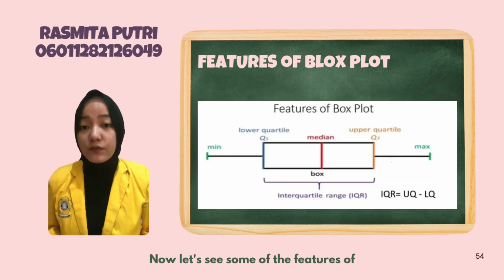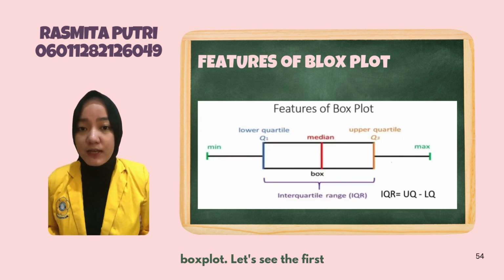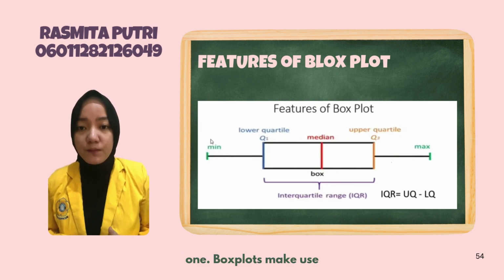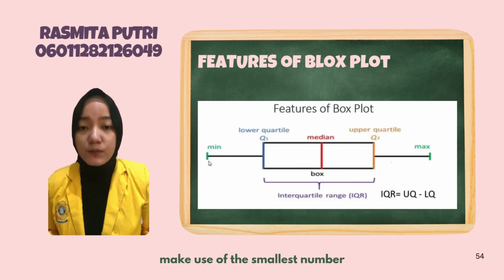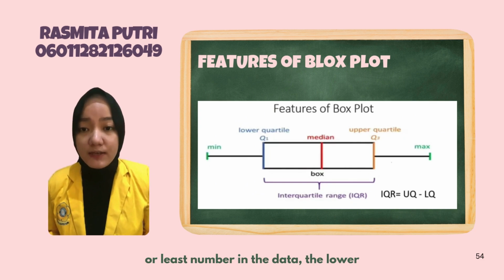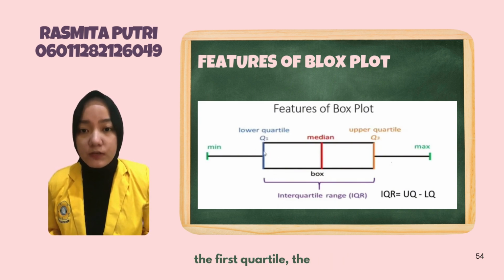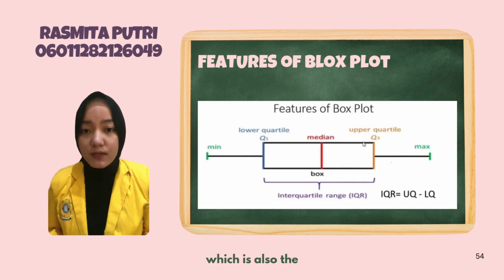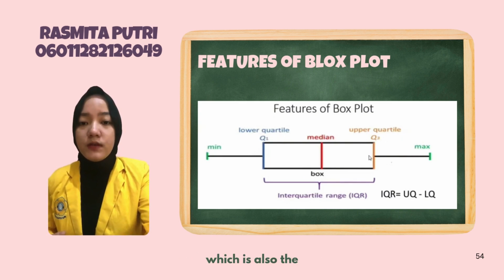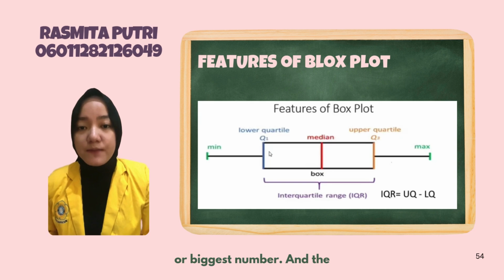Now let's see some of the features of this box plot. This is a box plot. Let's see the first one. Box plots make use of 5 main calculations. We make use of the smallest number or least number in the data, the lower quartile, which is commonly called the first quartile, the median, the upper quartile, which is also the third quartile, and the maximum or biggest number.